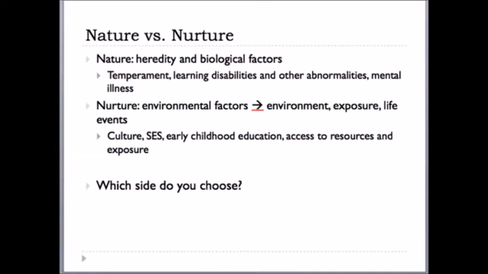On the other side of the argument, nurture says that it's the environmental factors that shape development. So, your home life, exposure to different events as a child, different life events, those really can shape how a child develops. So, for example, children who are read to from a very early age as compared to their peers who are not read to are more likely to experience academic success. Additionally, culture, socioeconomic status, access to early childhood education, and other resources can really impact how a child develops.